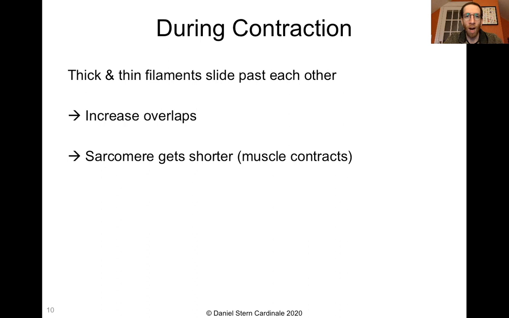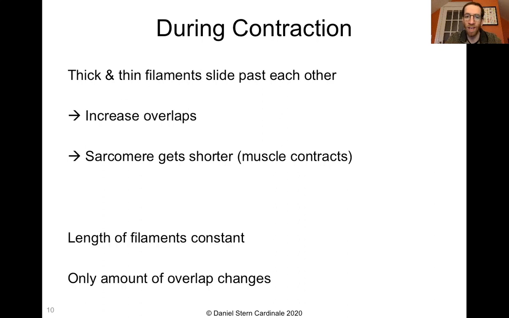During muscle contraction, the way this works is the thin and thick filaments are going to slide past each other. They're going to increase the degree to which they overlap, and that's going to make the sarcomere shorter. The Z lines are going to move closer together. As this process is going on, the length of the filaments does not change. The thin filaments and the thick filaments stay the same size. They're just increasing the overlap.